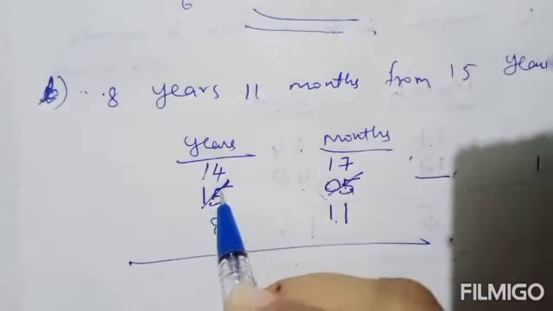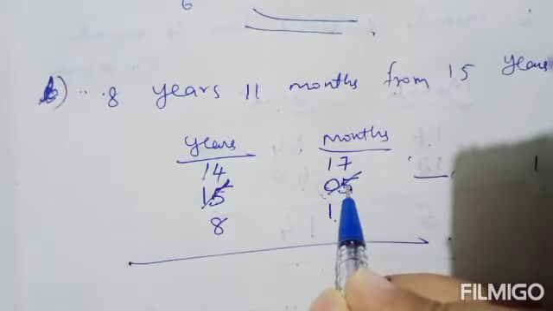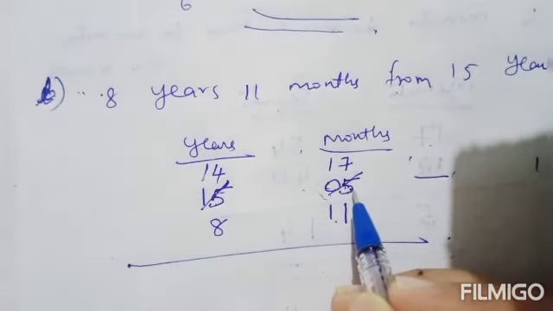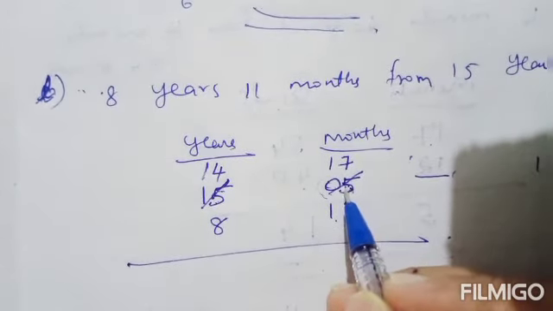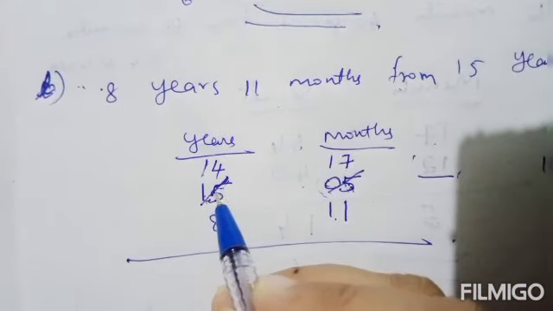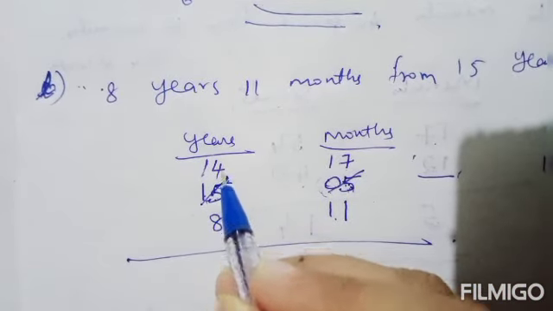We are taking 1 year from 15 years to the months column. 1 year means 12 months. So 12 plus 5. When that 12 months is added to this 5, you will get 17 here. When 1 year goes from 15, this will be 14 years.